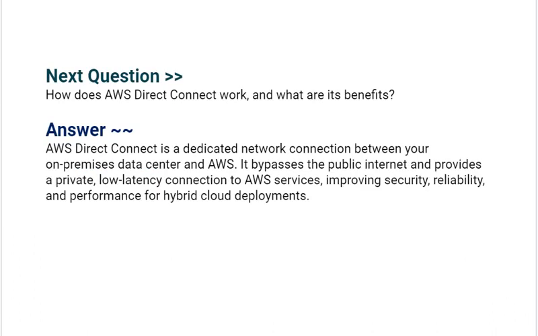Our next interview question is: how does AWS Direct Connect work and what are its benefits? Your answer should be: AWS Direct Connect is a dedicated network connection between your on-premises data center and AWS. It bypasses the public internet and provides a private, low-latency connection to AWS services, improving security, reliability, and performance for hybrid cloud deployments.